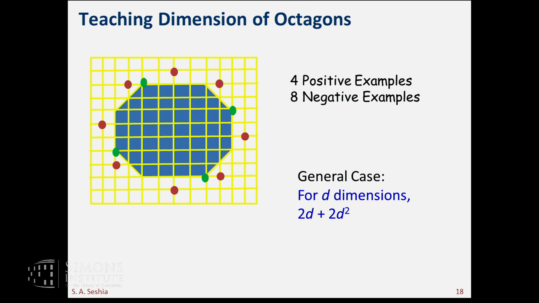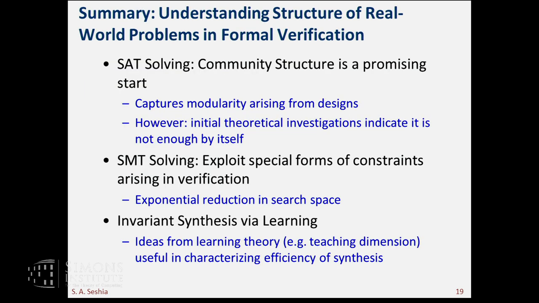And so, empirically, people have found that octagon constraints are easy to infer with just a few test cases. And this seems to be a sort of theoretical explanation of why that might be happening, because really the teaching dimension of octagons is actually polynomial. Okay, so this is very, very preliminary. So I think there's a lot more to be done, and teaching dimension is only a lower bound, so we still want ways to understand the upper bound techniques that are used for invariant inference.